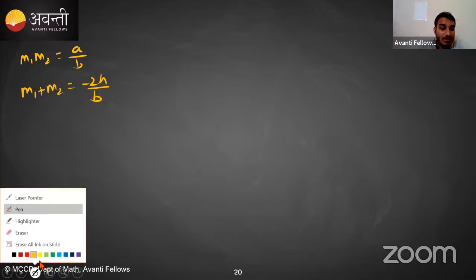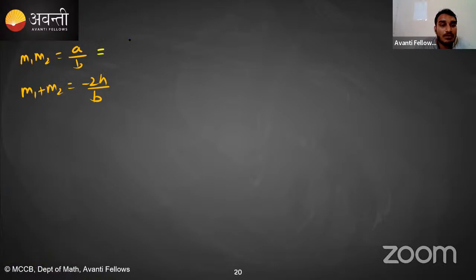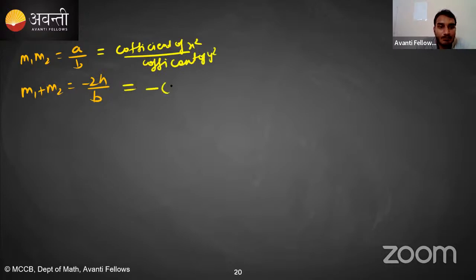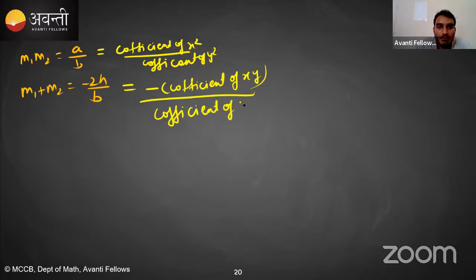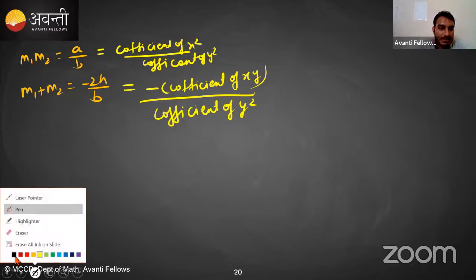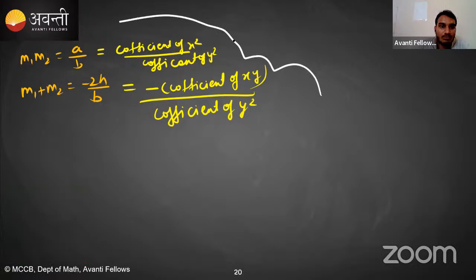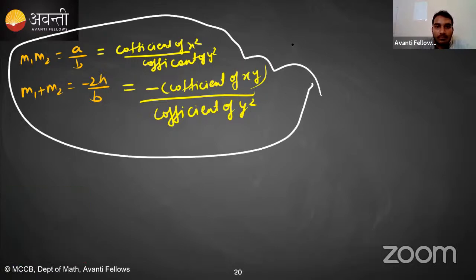So this is a very, very important formula: the product of slopes is nothing but the coefficient of x square upon the coefficient of y square, and the sum of the slopes is minus the coefficient of xy upon the coefficient of y square. Is this clear? This is clear or not? Tell me quickly in the chat box. Very, very important.